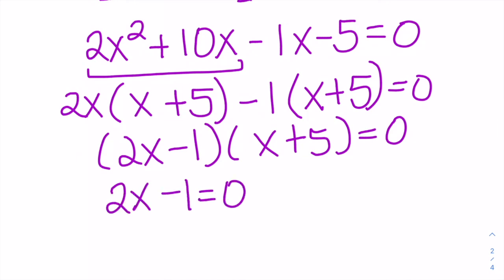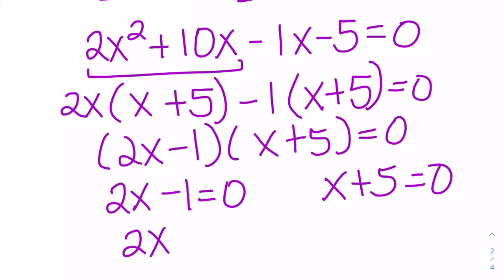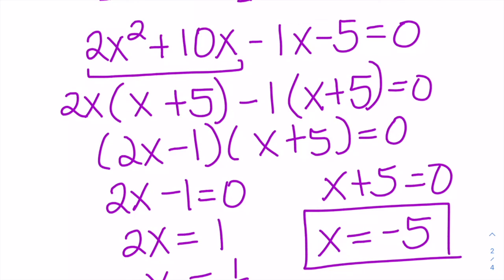So 2x minus 1 equals 0, and x plus 5 equals 0. So when I solve for x on this side, I add 1 to both sides and divide by 2. And for the next one, I'm just going to subtract 5. So my two answers, my two x-intercepts, right? The two zeros would be 1/2 and negative 5.